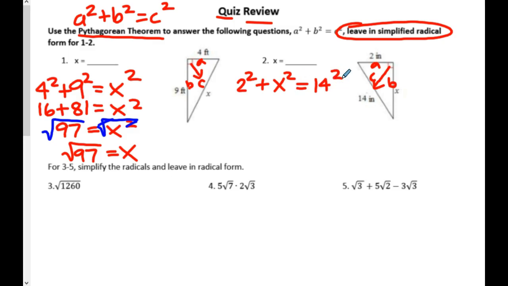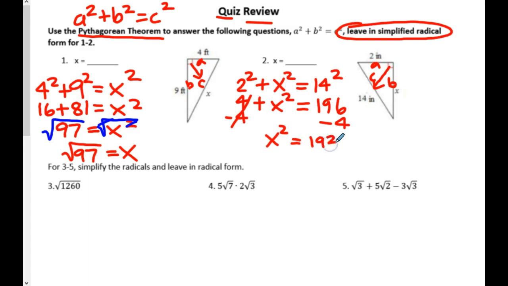So again, if you have a missing leg, one of the sides next to the 90, then you're going to have to set it up correctly, and you will have to subtract. But we'll see that here in a second. 2 squared is 4, plus x squared, and then 14 squared, 196. Okay, so, like we just said, I'm trying to get x by itself, so I need to get rid of this 4, so I'm going to have to subtract it.